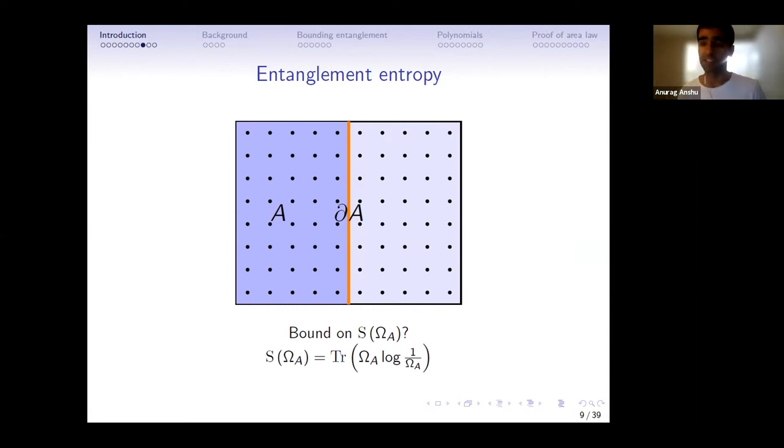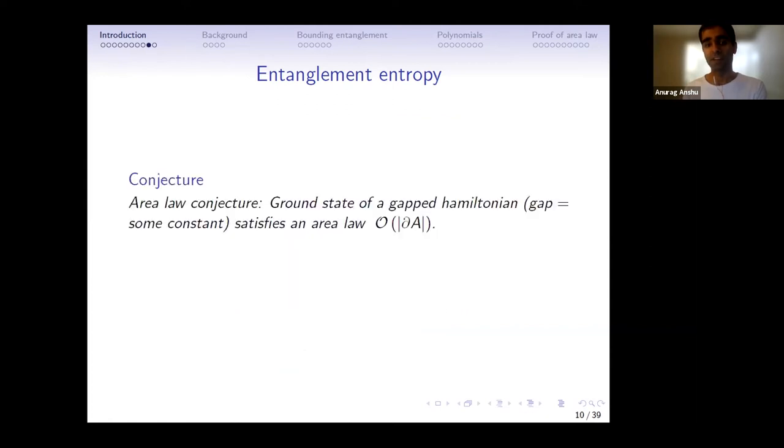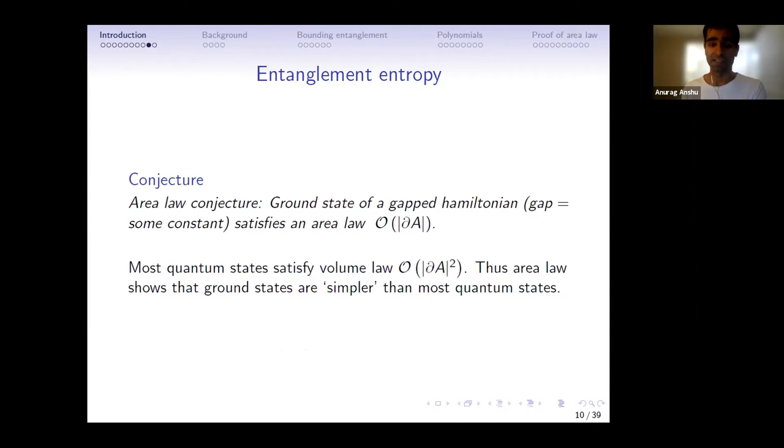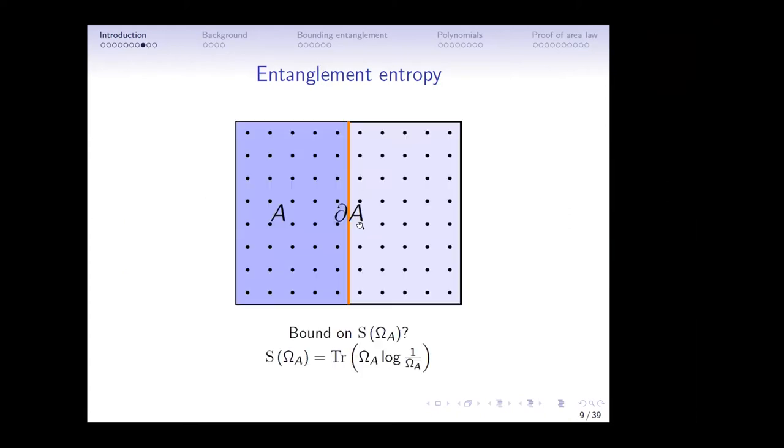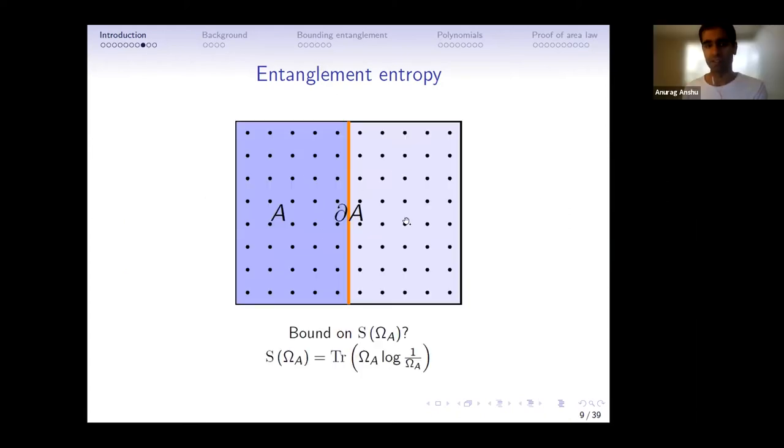The number of quantum states is a lot. So most quantum states will satisfy a volume law across every partition. So the area law is really saying that, look, the ground state is really special because it satisfies an area law across it. It's a conjecture, so one is free to choose what kind of partition. For us, this one is the most natural one. We also can consider rectangles. Triangles and all can be reduced to rectangles, so it's not too hard.